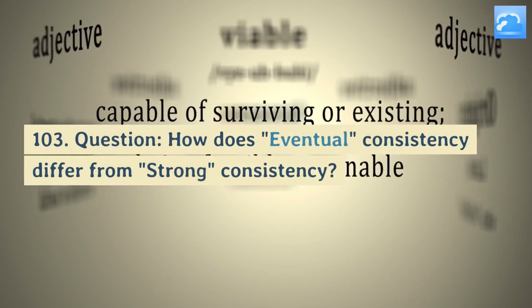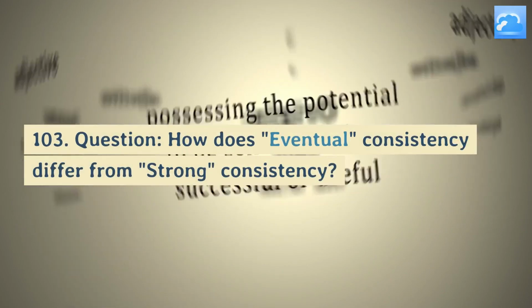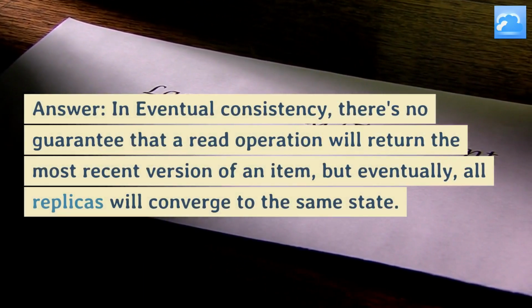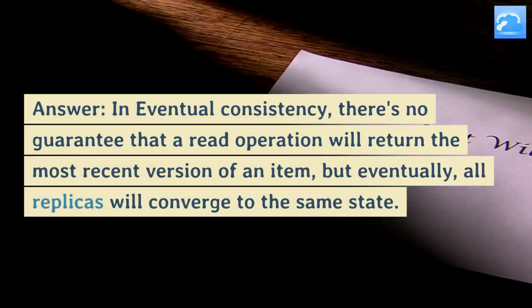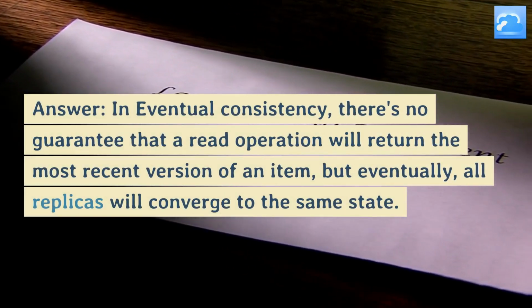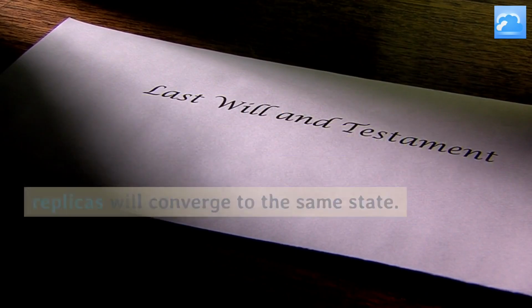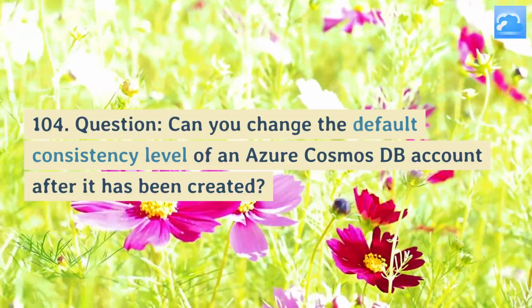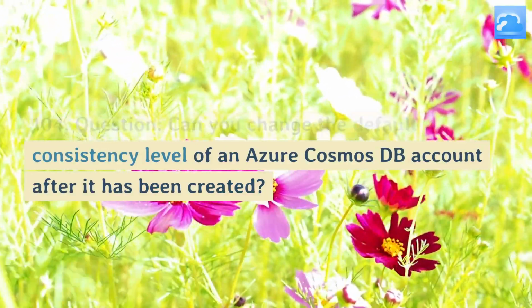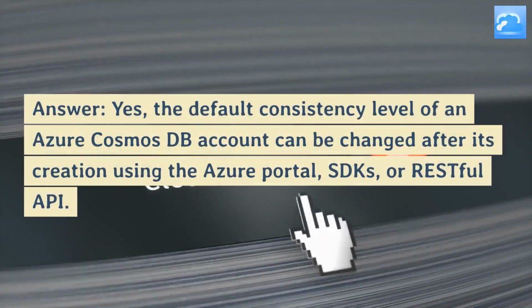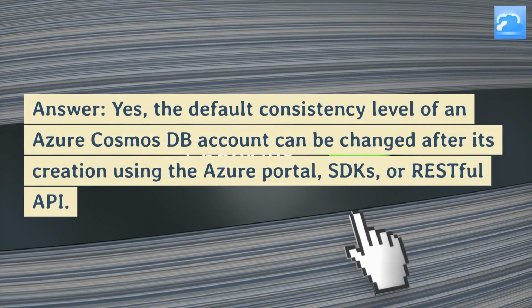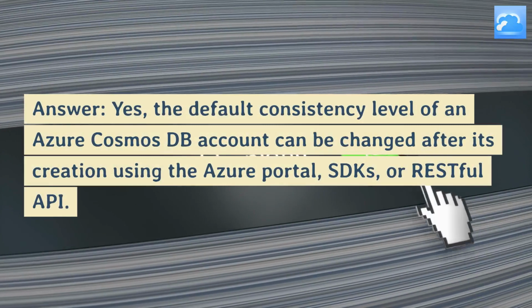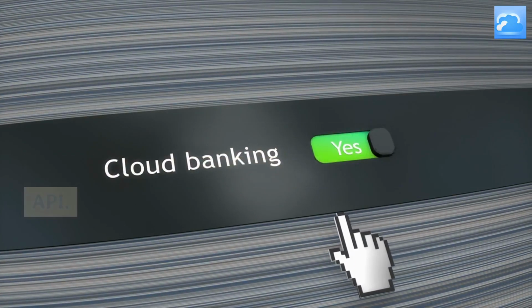103. Question: how does eventual consistency differ from strong consistency? Answer: in eventual consistency, there's no guarantee that a read operation will return the most recent version of an item, but eventually, all replicas will converge to the same state. 104. Question: can you change the default consistency level of an Azure Cosmos DB account after it has been created? Answer: yes. The default consistency level of an Azure Cosmos DB account can be changed after its creation using the Azure Portal, SDKs, or RESTful API.